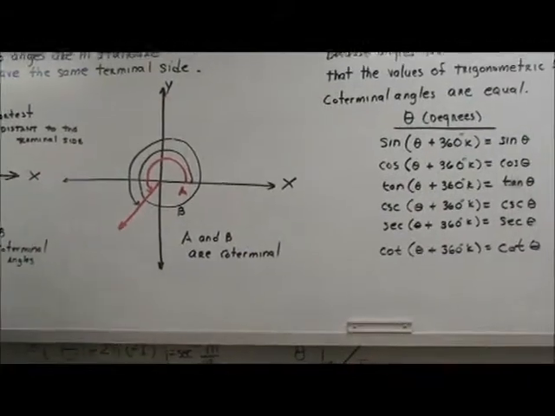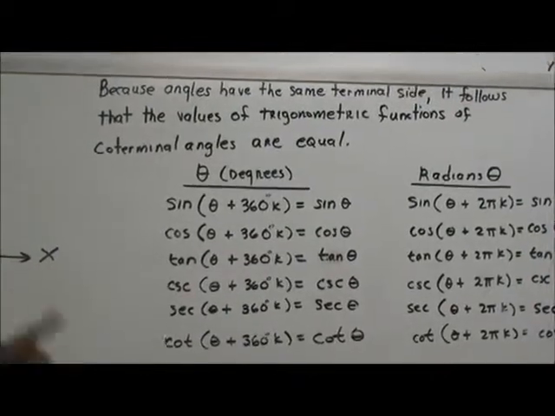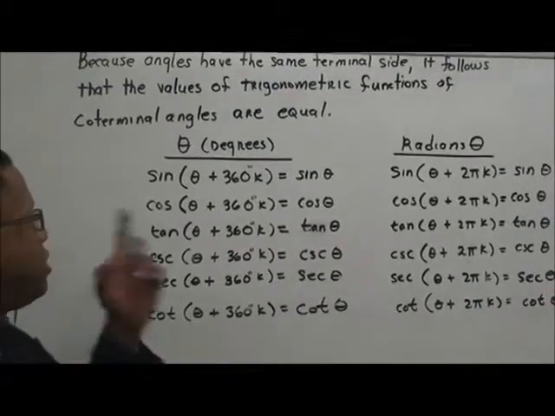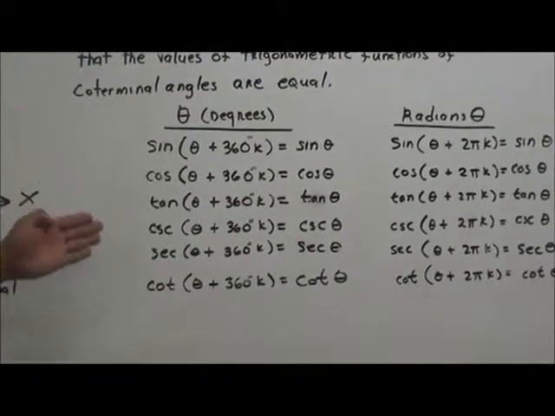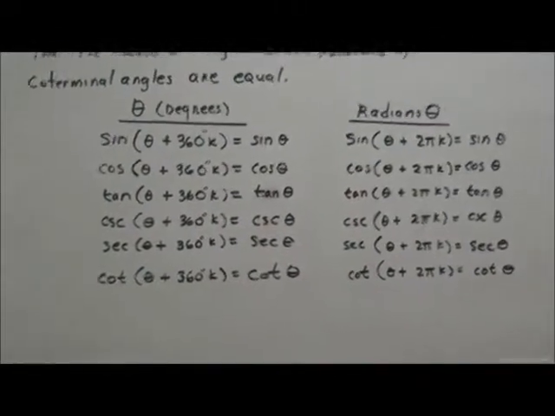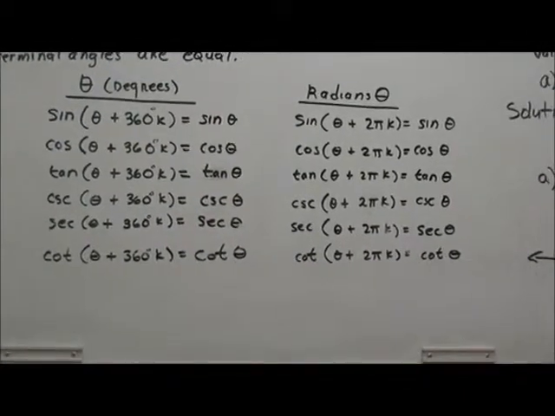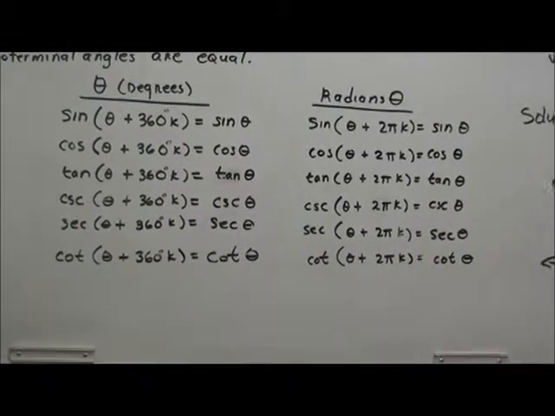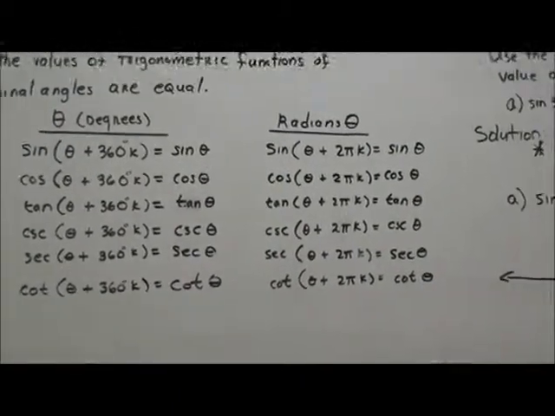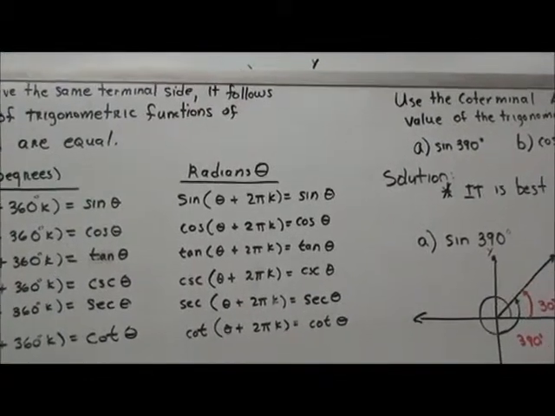Now, because coterminal angles have the same terminal side, it follows that the values of the trigonometric functions of coterminal angles are equal. Here we have some expressions that will help you in degrees and also in radians. K can be any integer, positive or negative, and the 360 is one revolution around the circle. So this will help you calculate your coterminal angles, and we're going to do some examples of that.